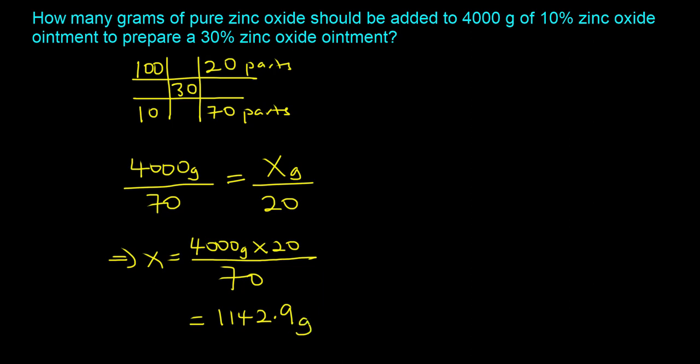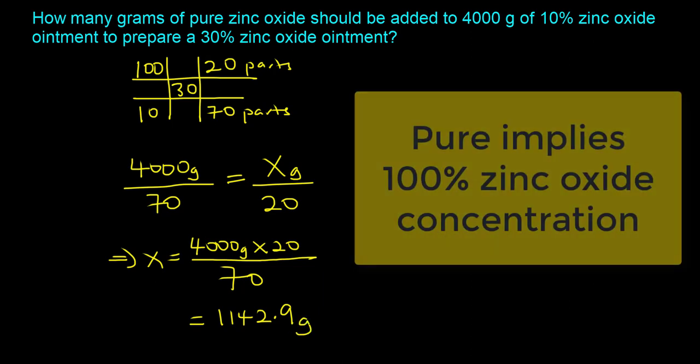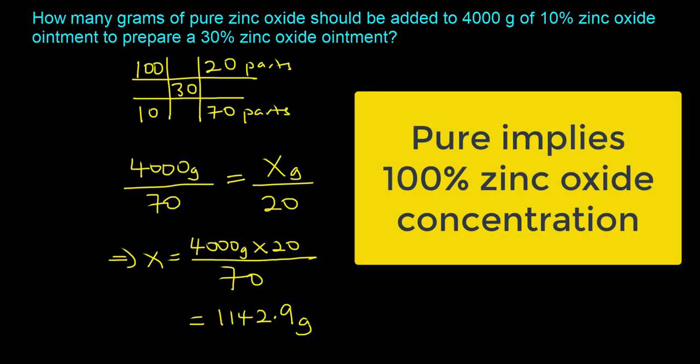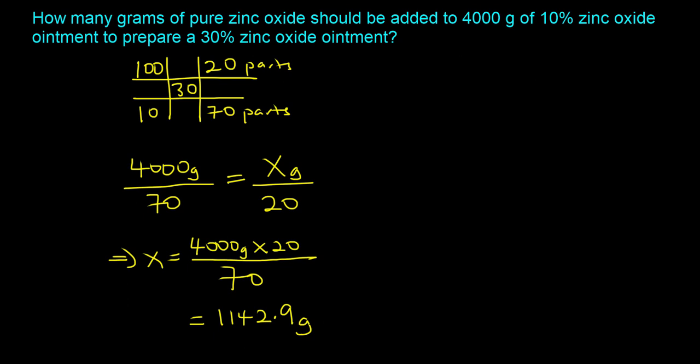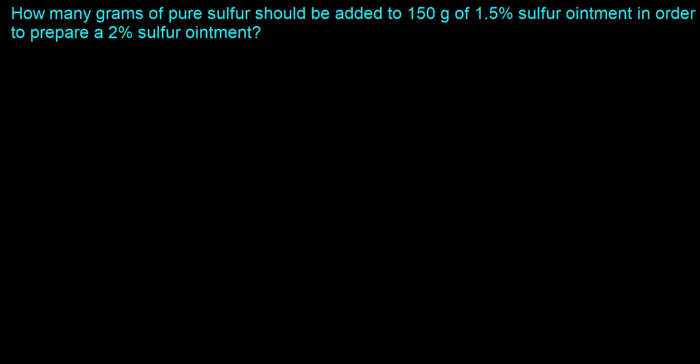So x equals 4,000 grams times the 20 divided by 70, and that should be equal to 1142.9 grams. So the key word in the question is the word pure, and that indicates that you have 100% zinc oxide. Everything in the zinc oxide is zinc oxide. So that's why it's 100%. Let's take a look at another example.